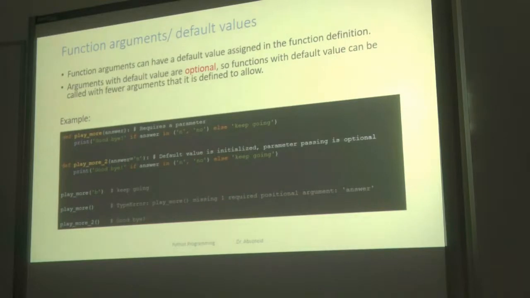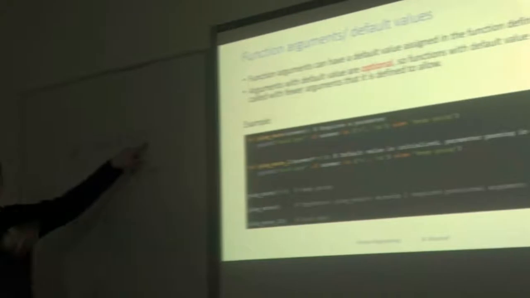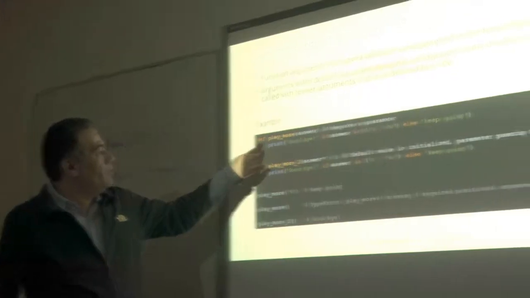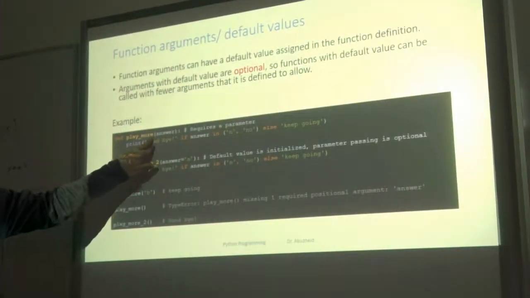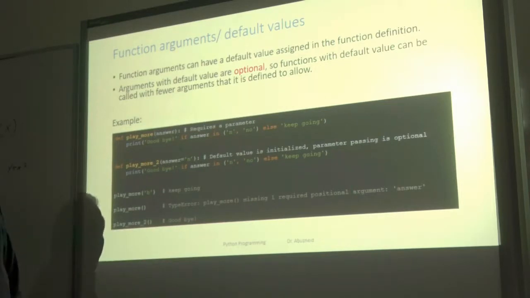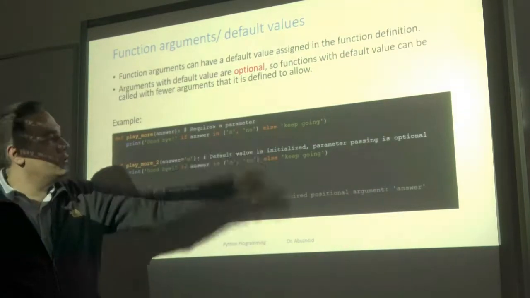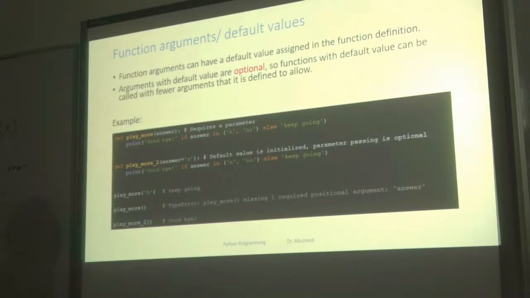Anyways, you could have multiple parameters, and here we have only one. But if I have it for a rectangle, how many parameters do I have to pass? 2. Yeah. Have length and height maybe, or width, whatever. So for example, here def play_more(answer) requires a parameter. So print goodbye if the answer is n or no, else keep going. So it's like a function of play more. If you enter n or no, it will end, else it will keep going.